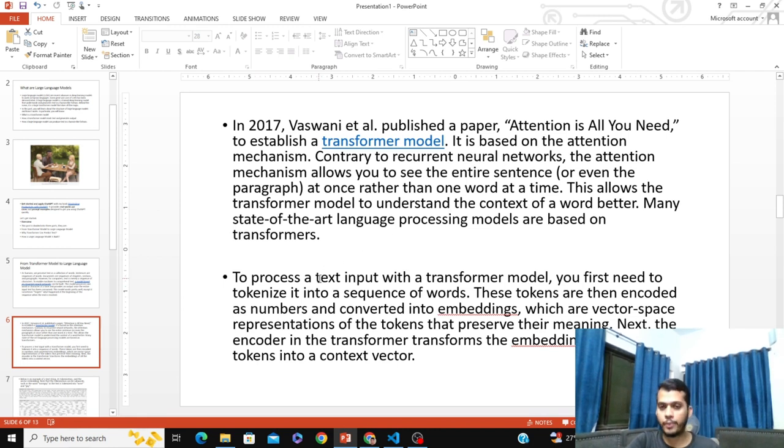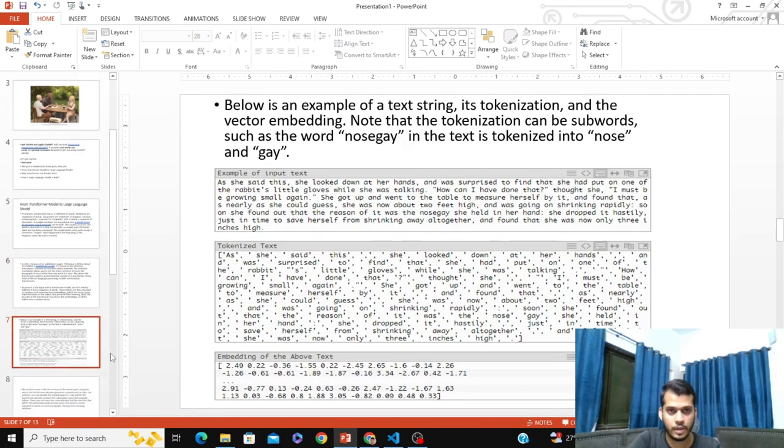To process text with a transformer model, you first need to tokenize it into a sequence of tokens. These tokens are then encoded as numbers and converted into embeddings, a vector representation of the tokens that captures their meaning. The encoder in the transformer transforms the embeddings of all the tokens into a context vector. Below is an example of a text turned into tokenized data and word vector embedding. Note that tokenization can split a word, for example the word no-gay is tokenized into no and gay.